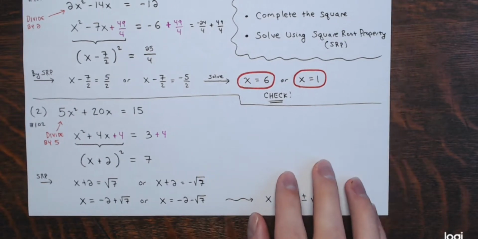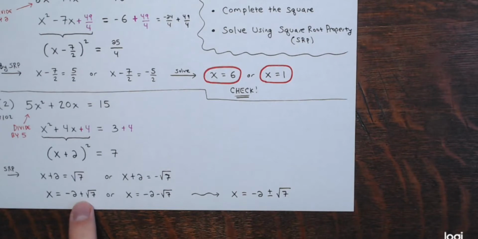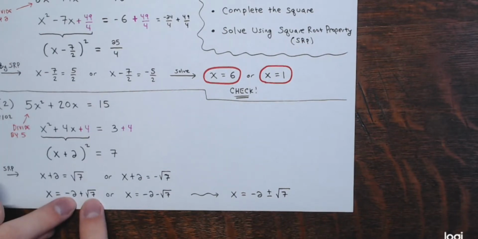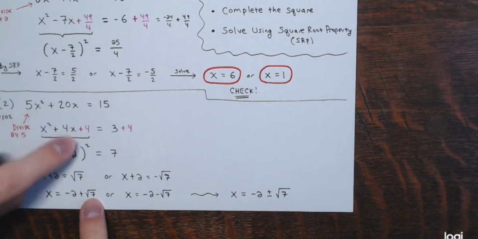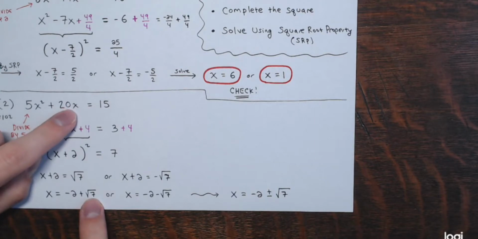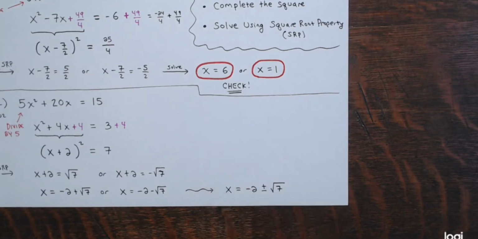But now I want to check. Now you could check it by hand. Take negative 2 plus the square root of 7 and square it, and then distribute 5, and then distribute the 20 over it, and then see if you get 15 equals 15. Now that'll take a little bit. So sometimes I like to check with a calculator. I've got a TI-84 Plus emulator that you've seen in other videos of mine.